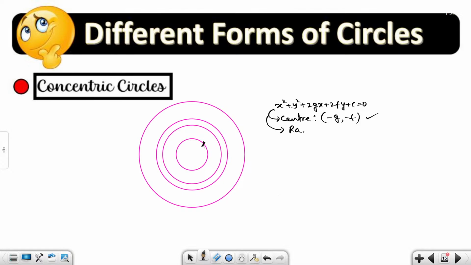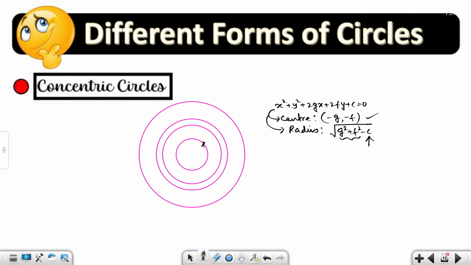And the radius of this circle is root over g square plus f square minus c. Now, as g and f are the same for all the concentric circles, they differ by their radius only. So this c will get changed every time. For different values of c, you are going to have different equations of circles, which have their center the same as minus g, minus f. These circles are what are called your concentric circles.